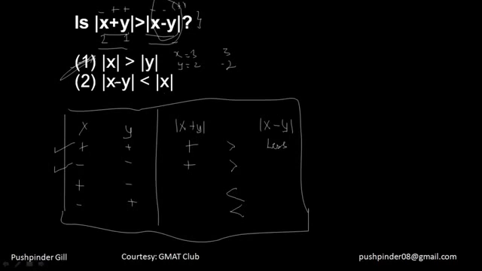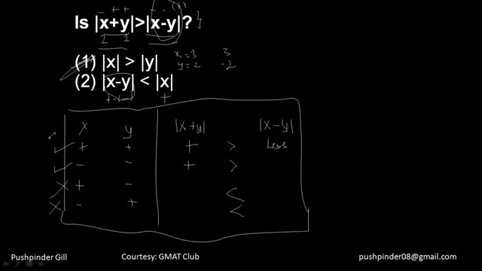But if one of them is positive and the other is negative, let's take this scenario. x is positive and y is negative. So if x is positive and y is negative, that means it becomes a negative of a negative number, and this actually becomes bigger than modulus of x. That means this is not going to hold true. That means that modulus of x is greater than modulus of x minus y will not hold true. Similarly, if you try x being negative and y being positive, this will also not hold true.